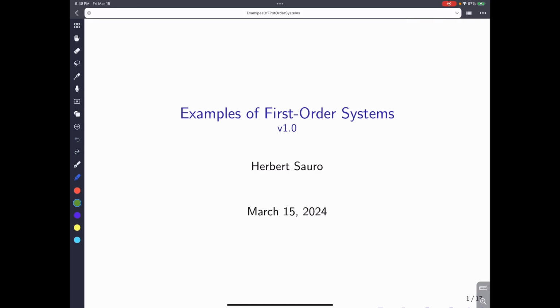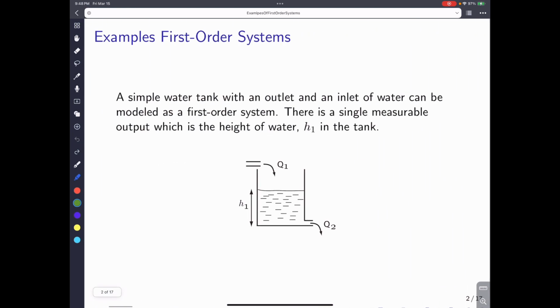Hi, in this video I'm going to show some first order systems, and the first one we're going to do, which I think is the simplest, is a simple water tank. Okay, so here you have a water tank. It's got some water in it, and it also has a pipe coming in where water's flowing into the tank, and there's a pipe right at the bottom where water leaves the tank.